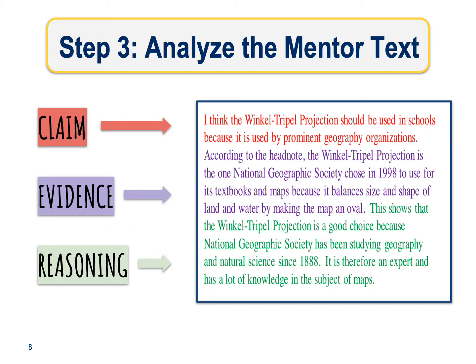After reading and thinking about the different sources, you will analyze a mentor text. The mentor text is a sample essay that helps you prepare to write by showing you one way to organize and write an argument that includes a claim, evidence, and reasoning. Typically, the mentor text will be an argument about a different topic. In this investigation, the mentor text is an example of an argument about which maps should be used in schools. The mentor text presents an example of what an essay might look like.